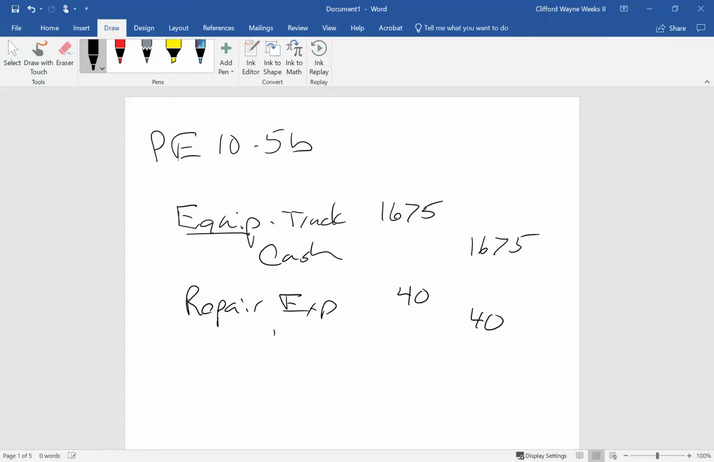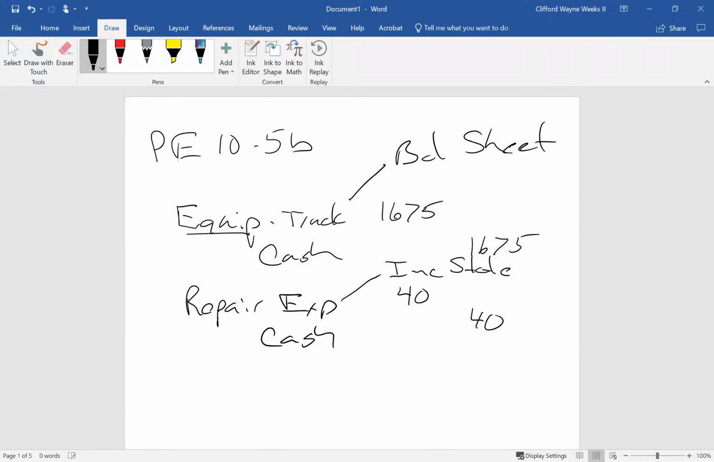This one is going off to the balance sheet, and this one is going off to the income statement. This is what's referred to as a period expense, because we're just expensing it in the period. And this is what we refer to as a capital expenditure.